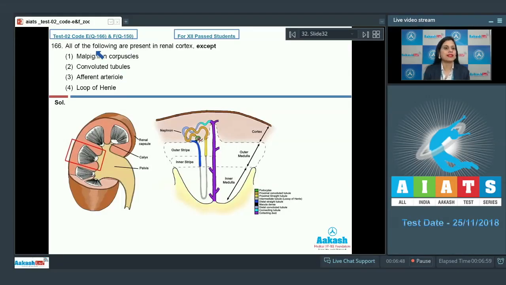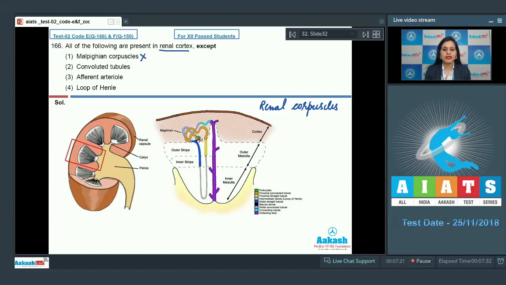Question number 166. All of the following are present in renal cortex except. So we have to find out which part of nephron is present in medulla rather than renal cortex. The very first option given is Malpighian corpuscles. Malpighian corpuscles, also known as renal corpuscles, consist of Bowman capsule as well as glomerulus. So this cannot be a correct answer.